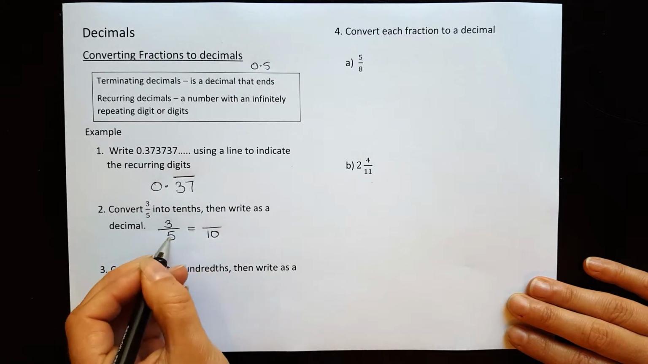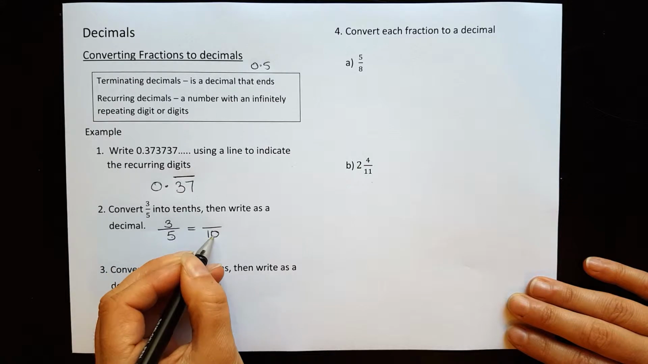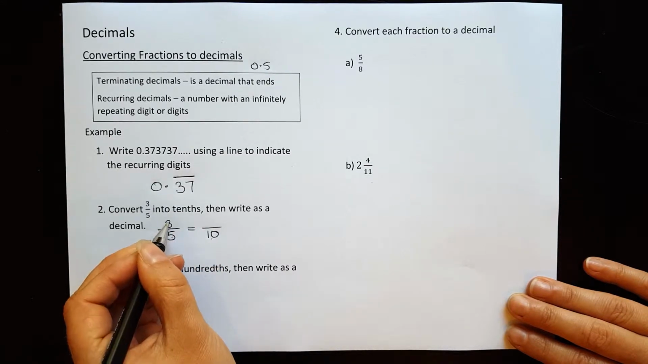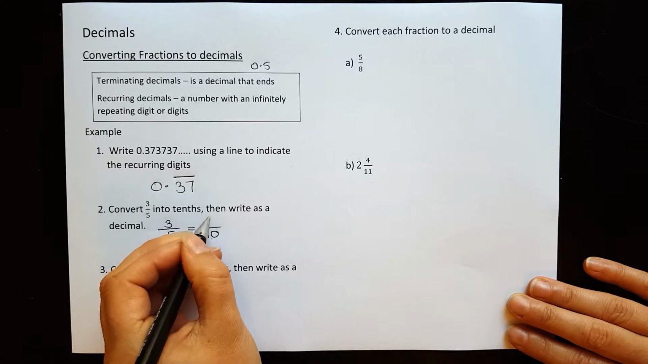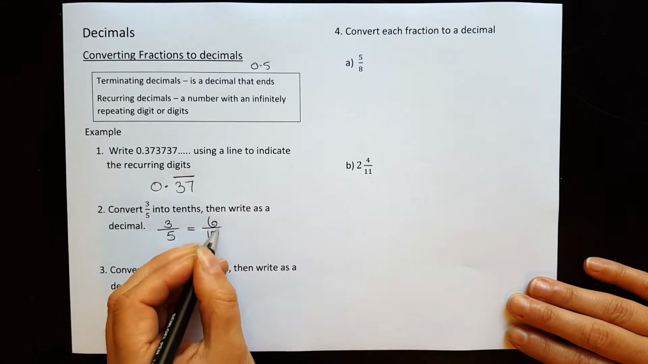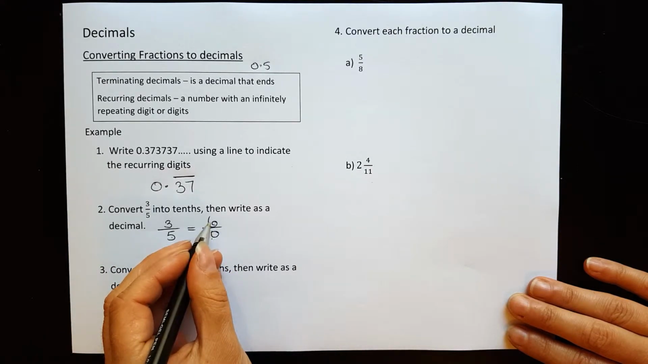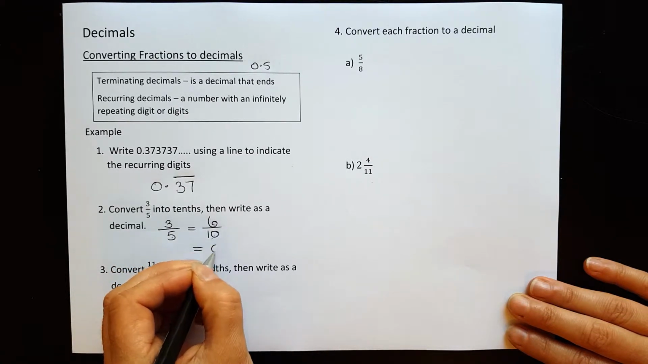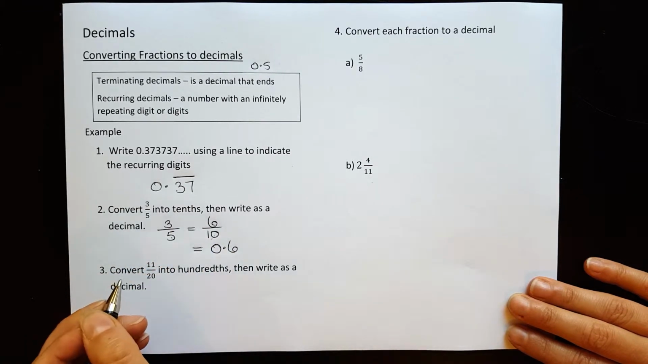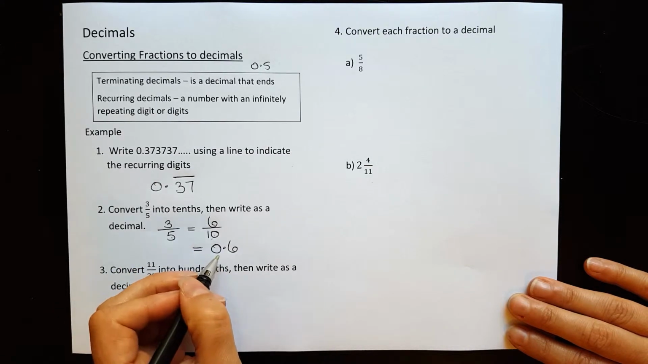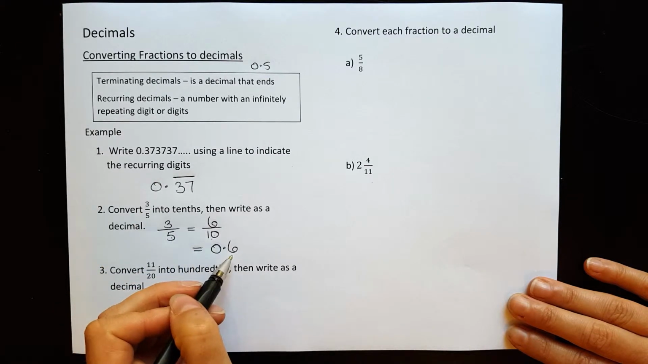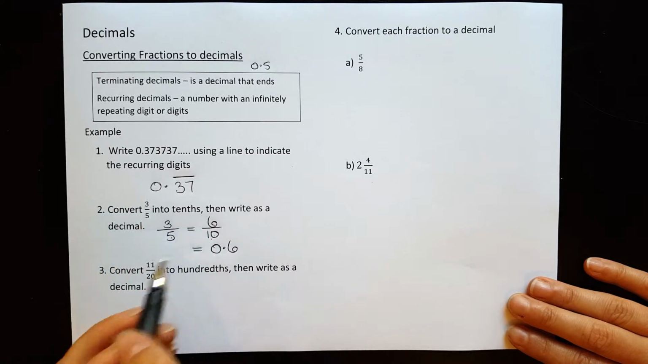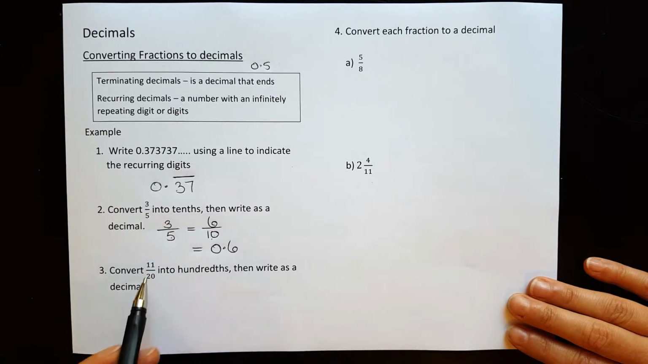So to change from a 5 to a 10, I need to multiply that by 2. So I multiply the top by 2 to get a 6. That makes it easy to write as a decimal. If I have 6/10, that means that my decimal is 0.6. Okay, so that's one of our methods to convert a fraction into a decimal, is to write it with a denominator of either 10, 100, or one of our multiples of 10.